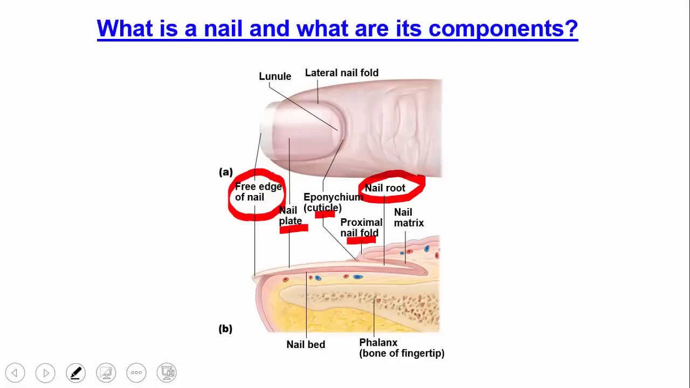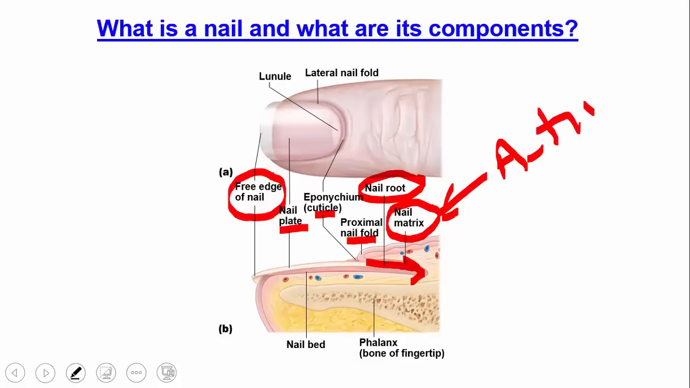And this is the part of the nail that's actually embedded into the skin, that nail root. And then just above that, you have something called the nail matrix. The nail matrix is the part where you actually get active growth of the nail. Okay, so the nail matrix is where you're getting active growth.